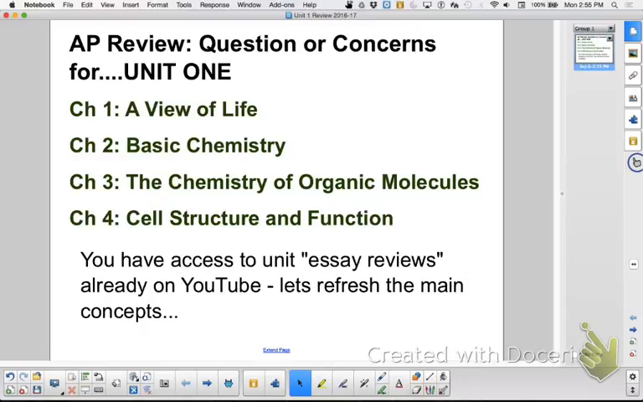Science practices. You know science practices are going to be on your AP exam, right? And every chapter has science practice questions where you have to evaluate a graph or analyze some data, and I encourage you to do that.